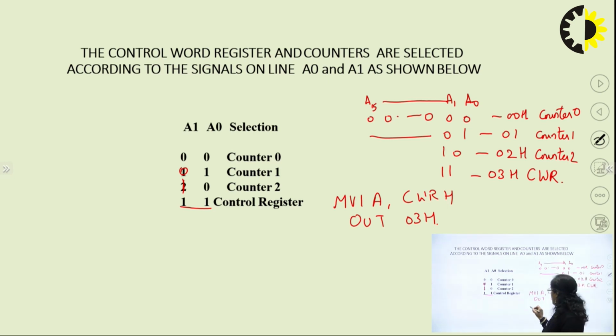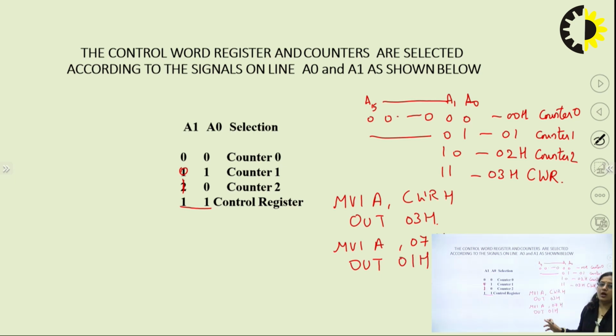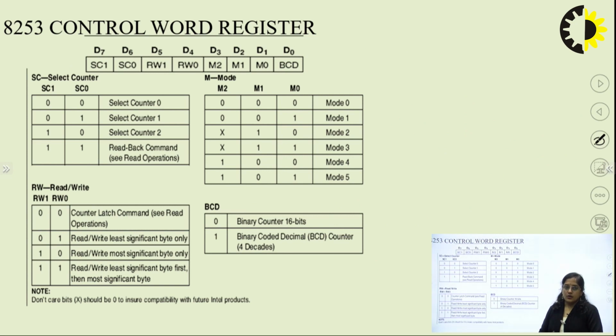Then if we have to load the data, suppose I have to load the value 07H, then I will OUT and select any of the counters. Suppose I have selected counter 1, then I will OUT this to 01H, so that the data will be written in counter 1. First I have to configure this counter 1 using the control word register. This is the control word register format.